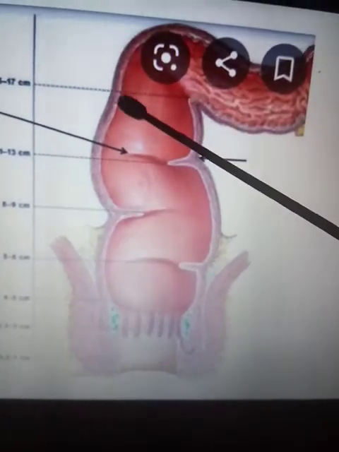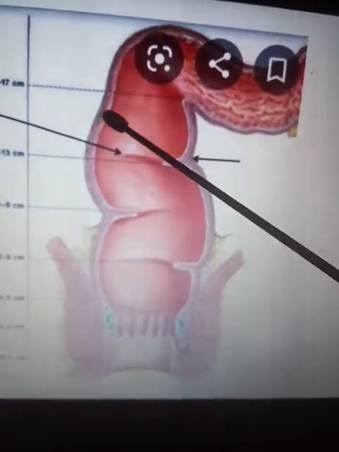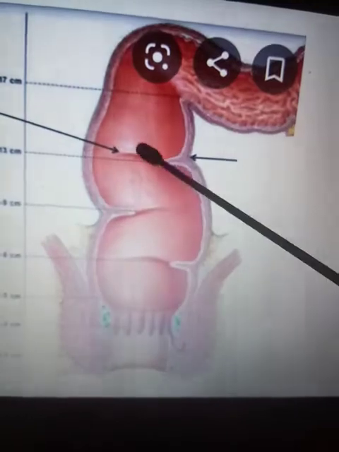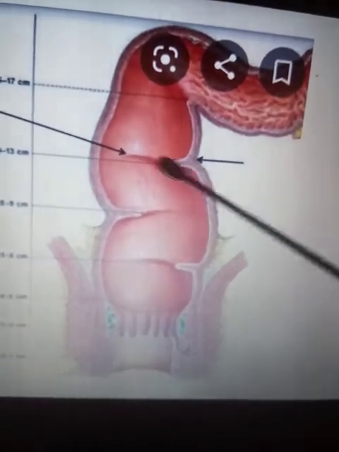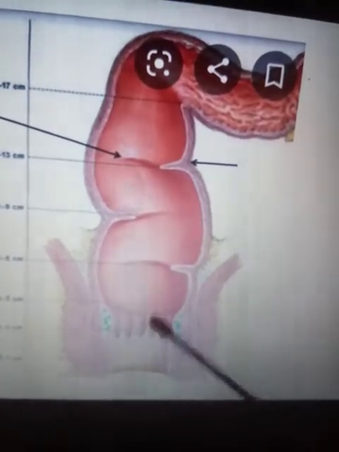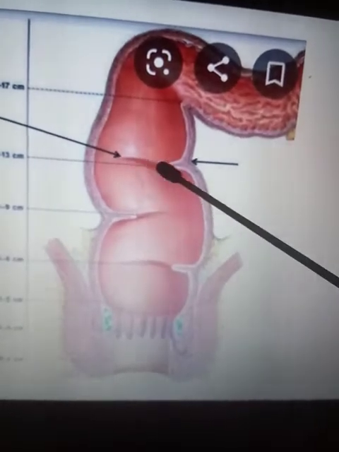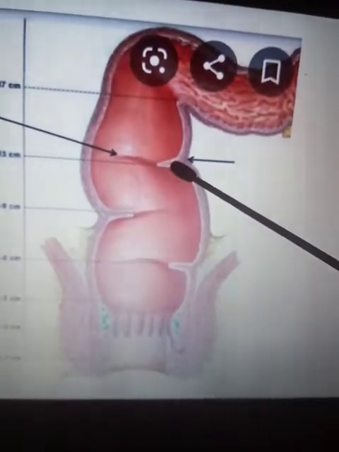Again I will repeat: the first fold is 10 to 12 centimeters above the anal canal. The second fold is 7.5 centimeters above the anal canal, and it has a tendency to constrict the lumen.